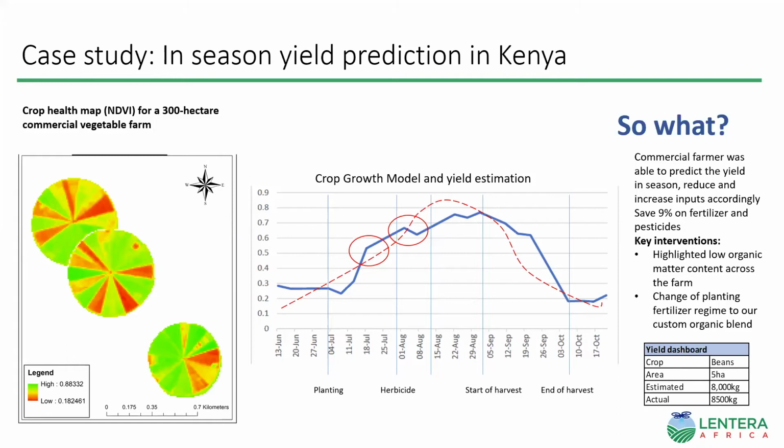So on the end, we can see a dashboard. So the crop was beans. The area was 5 hectares. We had estimated the farmer would get around 8,000 kg, but the actual amount was 8,500 kgs. So we can see actually our yield estimation is correct, near correct.